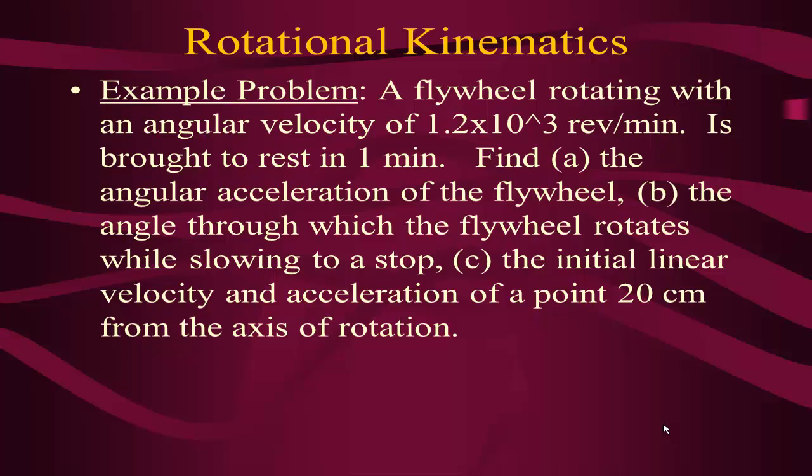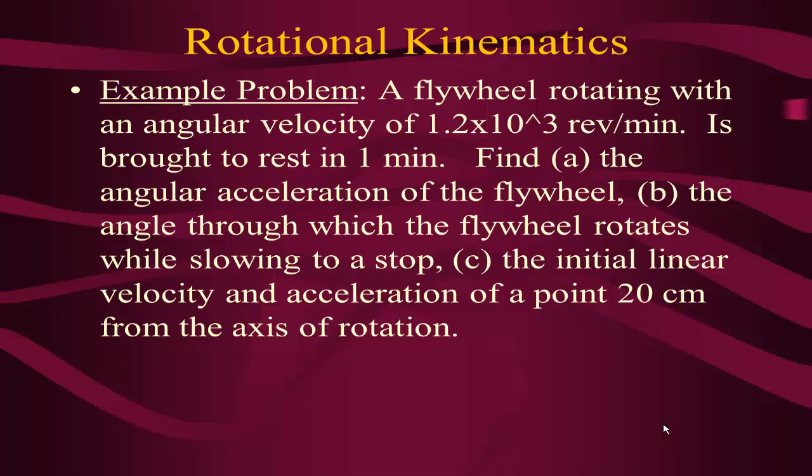Not many people know what a flywheel is anymore, but let's just imagine it as a rotating disc, like a CD or a record going around on the record player. Here we see that we have a disk that has an initial angular velocity of 1.2 times 10 to the third revolutions per minute. The disk is being brought to rest over the course of 60 seconds. Find the angular acceleration of the flywheel, the angle through which the flywheel rotates while slowing to a stop, and then finally its initial linear velocity and linear accelerations of a point 20 centimeters from the axis of rotation.